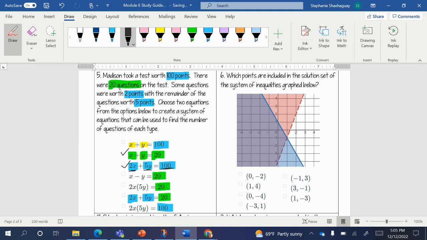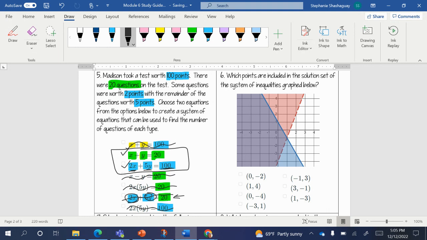This first equation is talking about questions and then uses points as the solution, so we can cross that out. We're not subtracting anything. We're not multiplying anything. And this answer choice right here talks about the number of points, but then gives you the total number of questions on the test. So our best two choices here are these two equations.